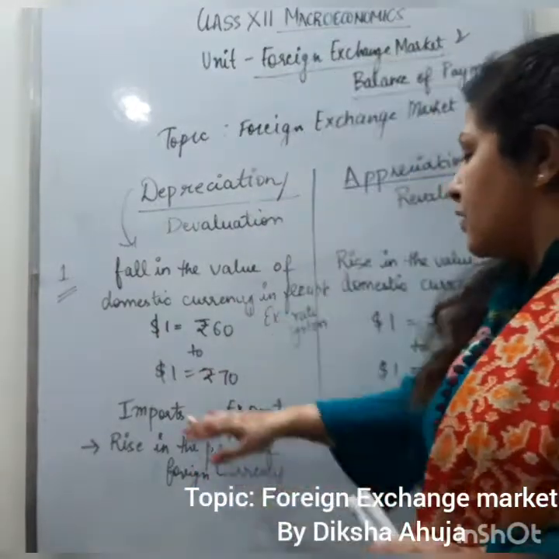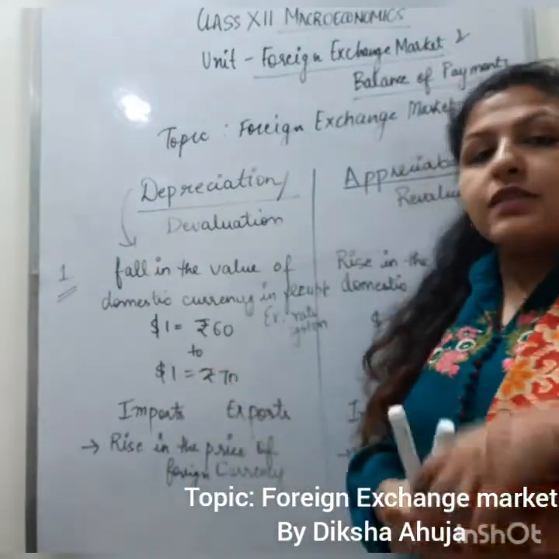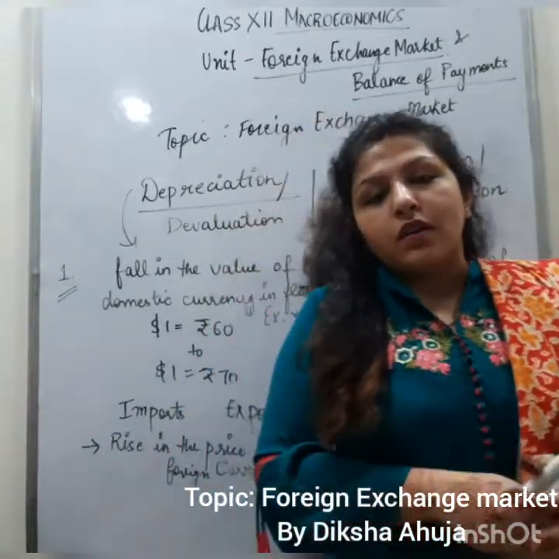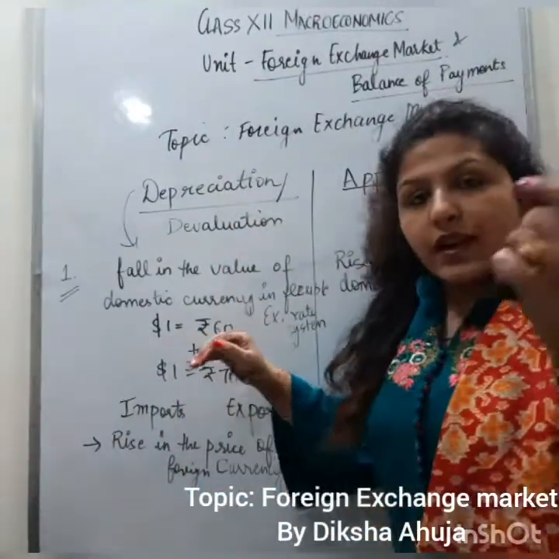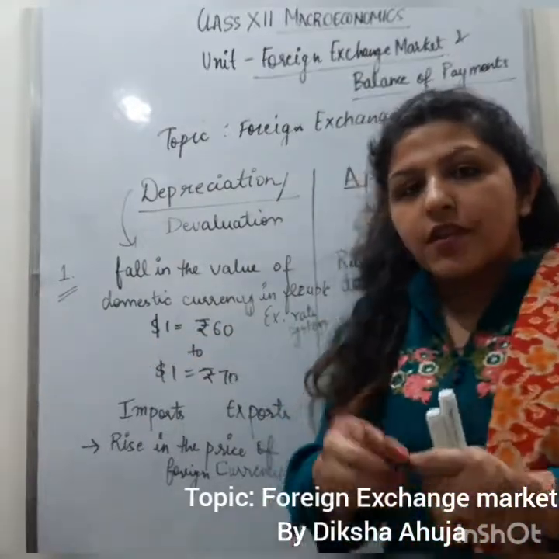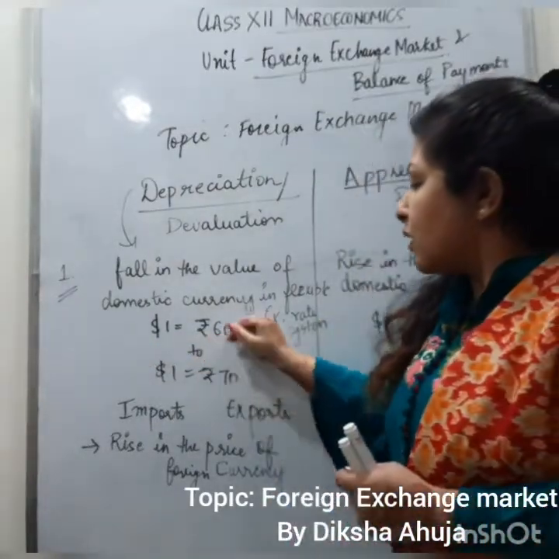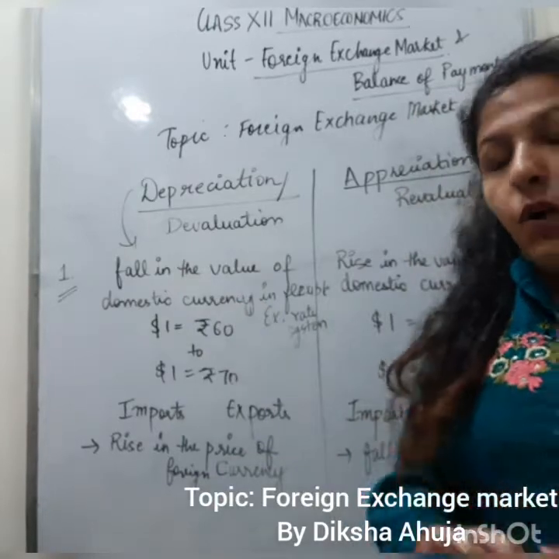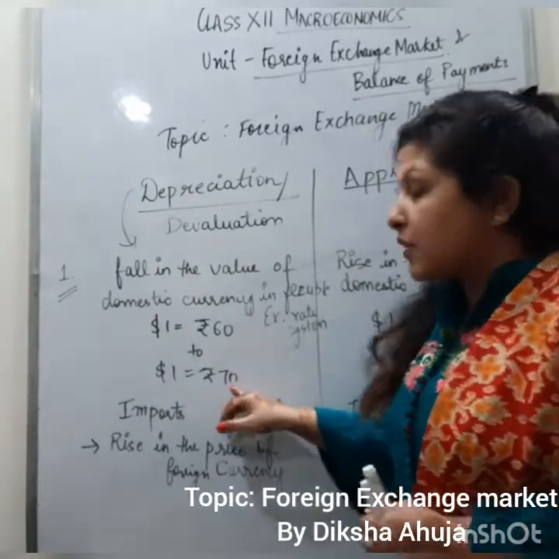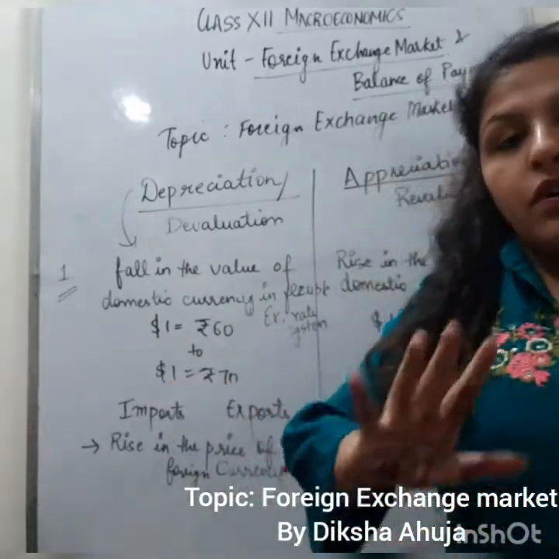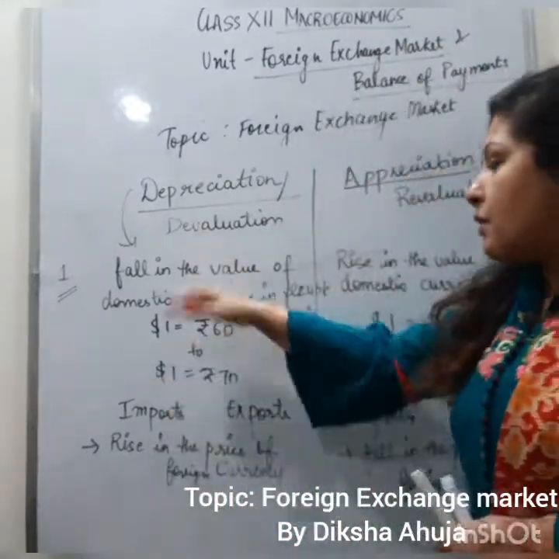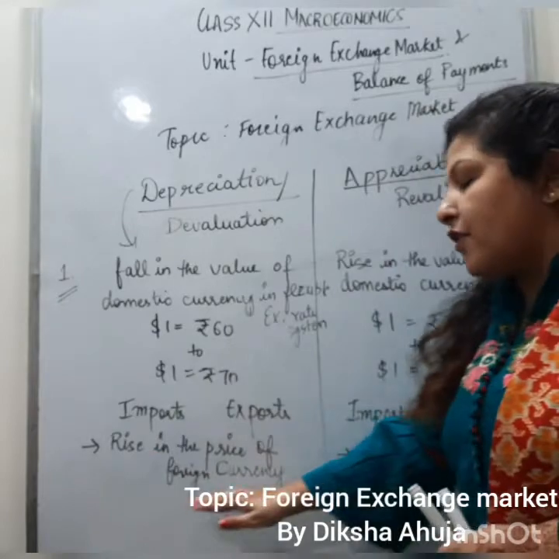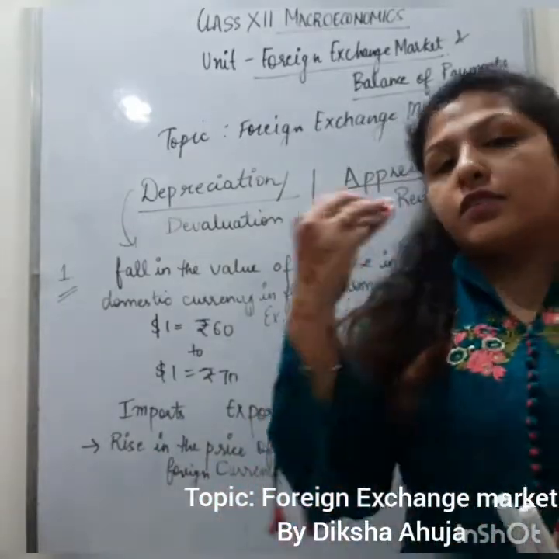now $1 is equal to ₹70 हो गया. That means earlier $1 was ₹60, right? Earlier I used to pay ₹60 to get a $1 toffee. Let's say there's a toffee of $1 और उसके लिए मुझे ₹60 पे करने पड़ते थे. Now I have to pay ₹70 to get goods worth $1, right? That means the US dollar has become costly for me. In other words, you can say the rise in the price of foreign currency. Foreign currency costly हो गई.